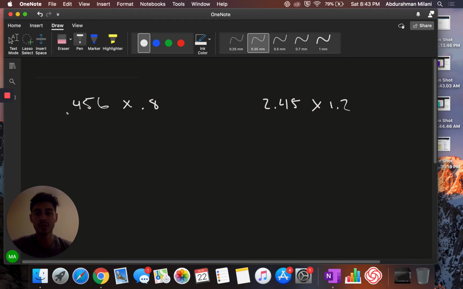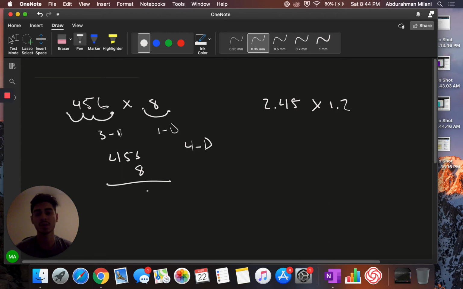We have a decimal right here. We're going to go 1, 2, and 3. We're going to bring it 3 spots to the right, and that's going to be 3D. 3D means decimal, and we're going to move this one spot to the right. That's going to be 1D. So altogether we have 4 decimal spots that we need to remove, or move back once we're done solving it. So we can rewrite this as 456 times 8.